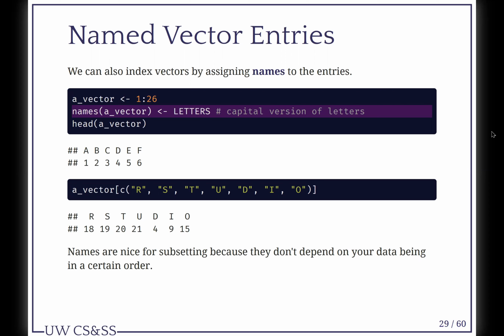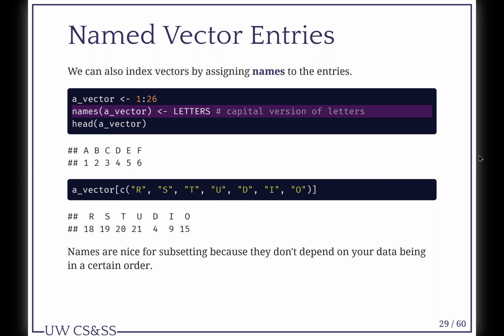We can also index vectors by assigning names to the entries. So let's say we make a vector and assign it the numbers 1 through 26 as whole numbers. Then we can apply the names function. We can assign to it letters in all caps, which is the capital versions of all the letters. And when we look at the first 6 elements of that vector, we'll see our 1, 2, 3, 4, 5, 6, which is our vector, and then the names of each of the elements, A, B, C, D, E, F.